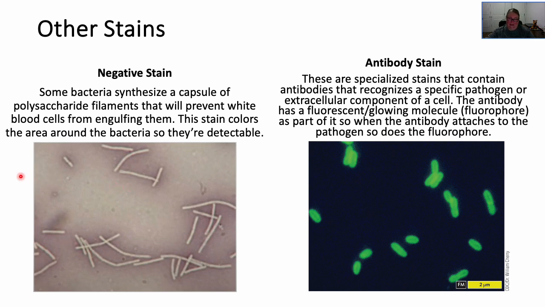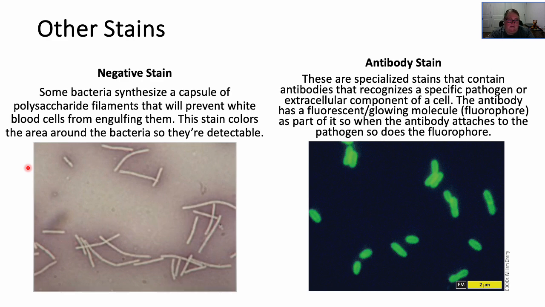Now, I don't have any negative stained slides in the lab. I'm working on getting some. We will look at some micrographs like this one, to see what they actually look like, but I don't actually have some of these in the lab. And the last one we're going to talk about is the antibody stain. Now, we've seen examples of this in some previous case studies.